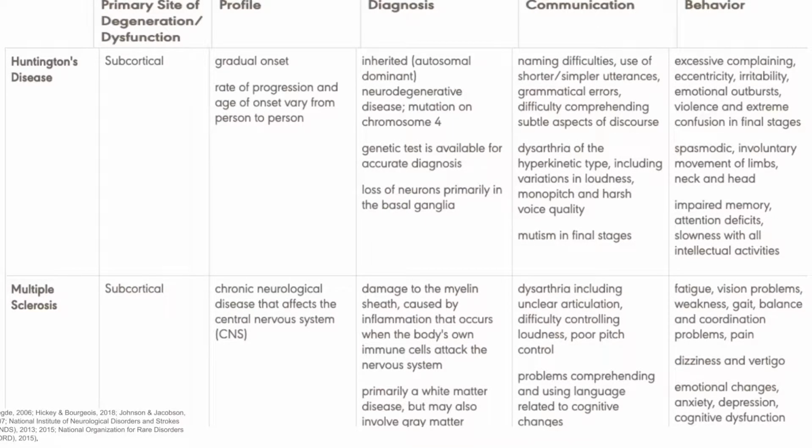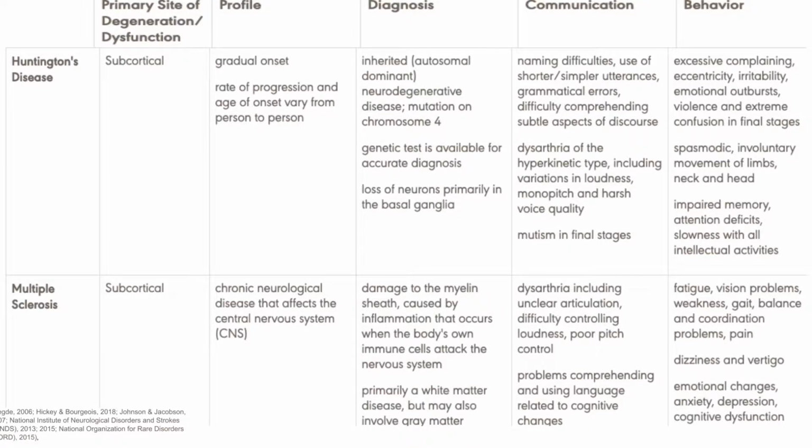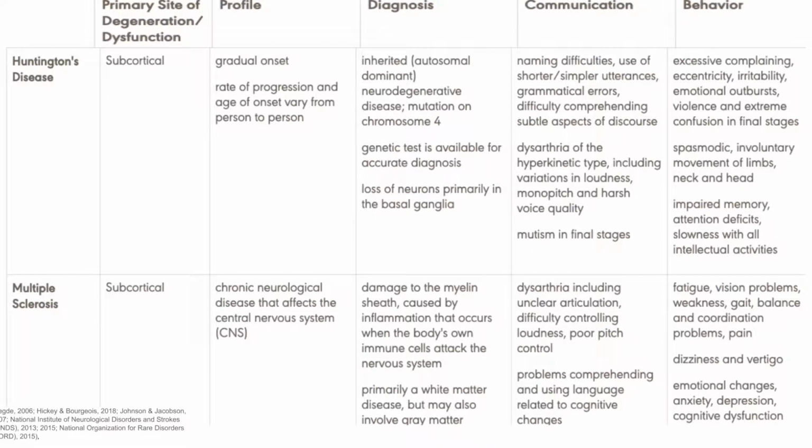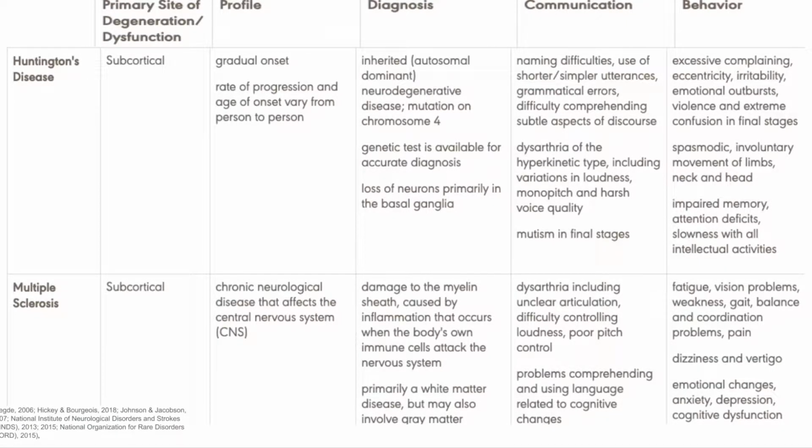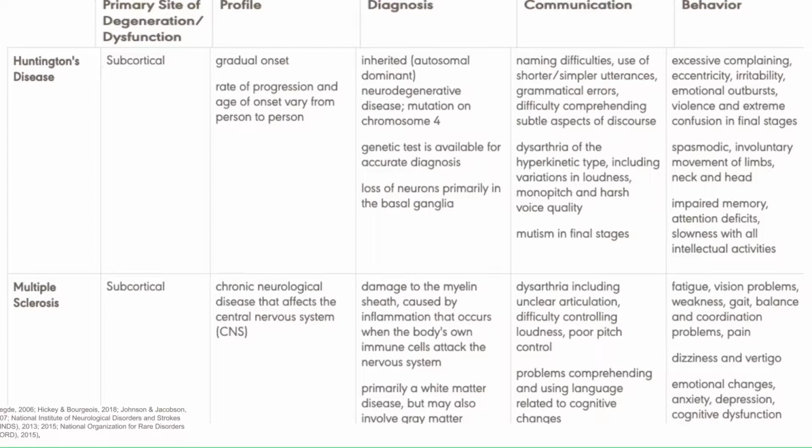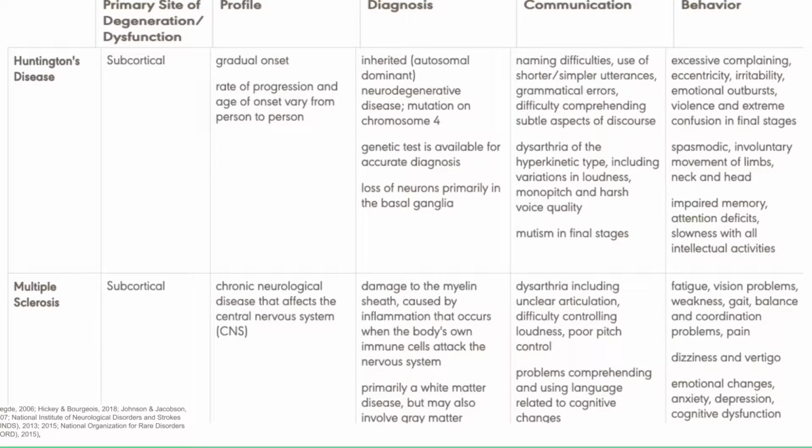So, Huntington's disease has a gradual onset, and the rate of progression and age of onset vary from person to person. It's an inherited neurodegenerative disease caused by mutation of chromosome number 4. A genetic test is available for an accurate diagnosis, and individuals with Huntington's disease present with a loss of neurons primarily in the basal ganglia. In terms of their communication skills, individuals with Huntington's disease will present with naming difficulties, a use of shorter and simpler utterances, grammatical errors, difficulty comprehending subtle aspects of discourse, dysarthria of the hyperkinetic type, including variations in loudness, monopitch, and harsh voice quality, and mutism in the final stages.